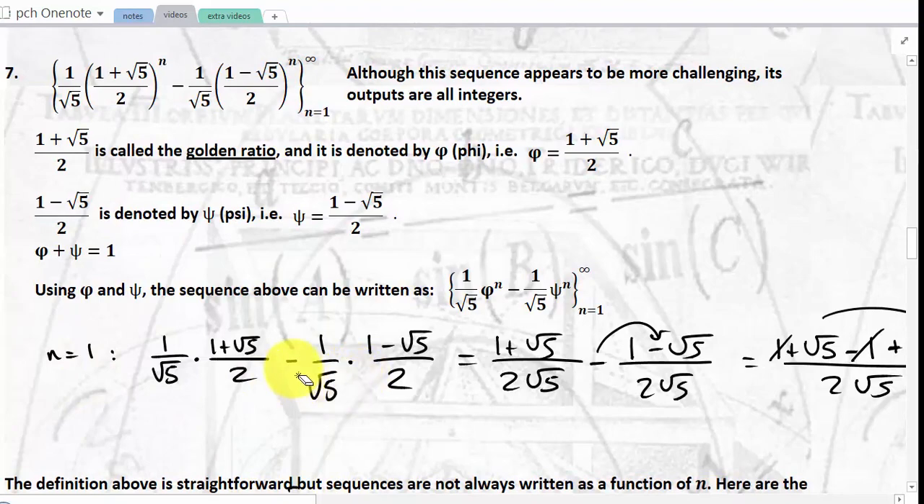Alright, so let me erase that and go with the second term of the sequence. Let's take n equals 2 now. If n equals 2, what do you have? You have 1 over root 5 times (1 plus root 5 over 2) squared, minus 1 over root 5 times (1 minus root 5 over 2) squared. Alright, so what do we have at the top right here?